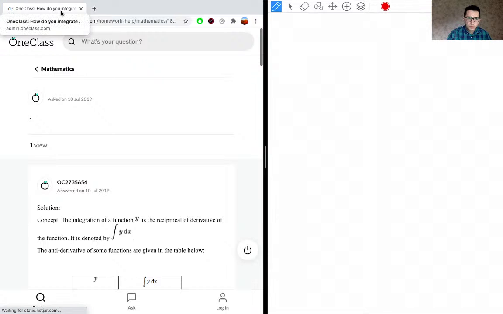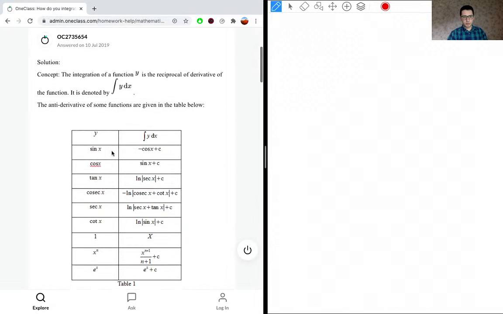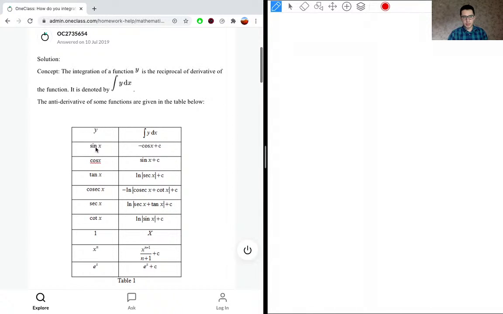So this question is asking just how do you integrate? This is a very broad question. Integration is used with numerous functions. You can go through some examples here. In the solution, it provides multiple examples of integration. Here we know that the integral of sine x is negative cos x plus c, so you always add a constant at the end. The sine and cos integrals are things you just have to memorize.